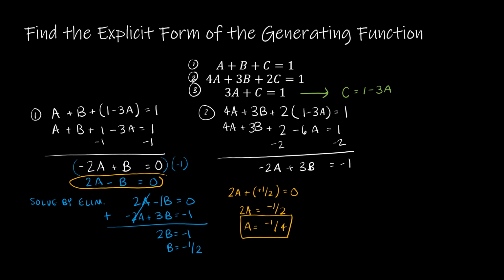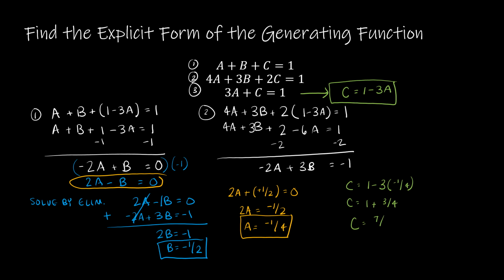So I have an a, and I have a b, and now I have to find a c, and the c, I'm just going to use this expression. So c is going to be 1 minus 3a, and a is negative 1/4. So c is 1 minus, well, minus a negative means I'm actually adding 3/4, which means c is 7/4.